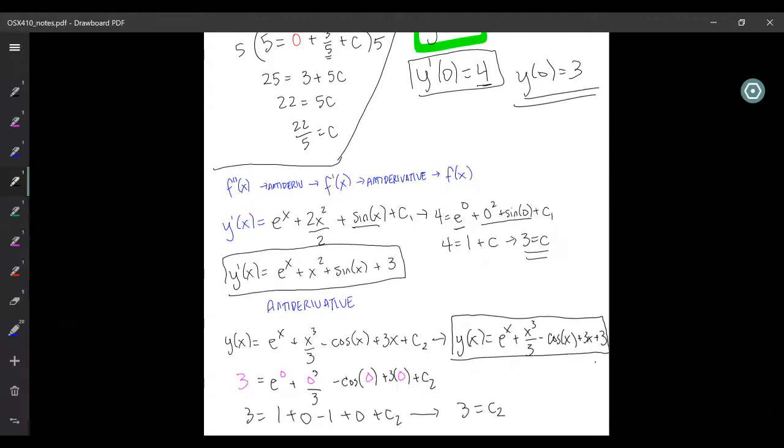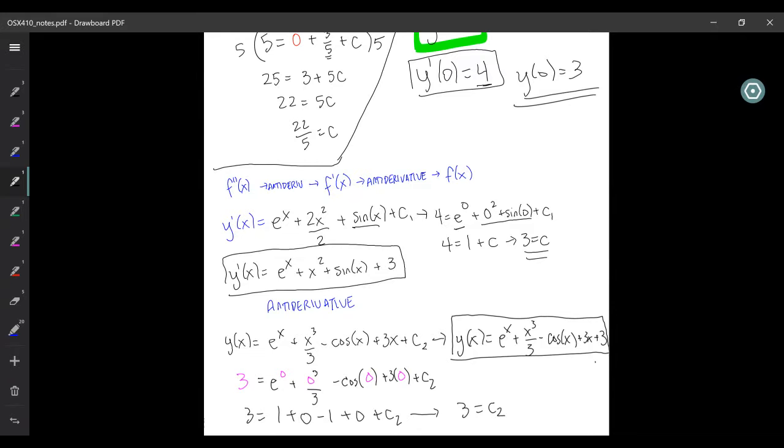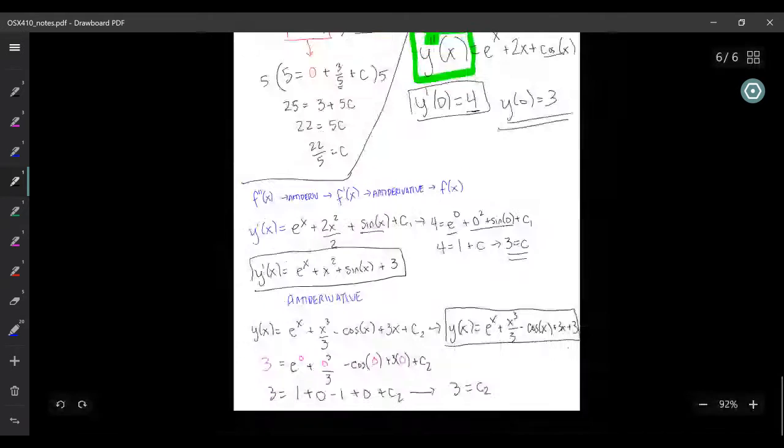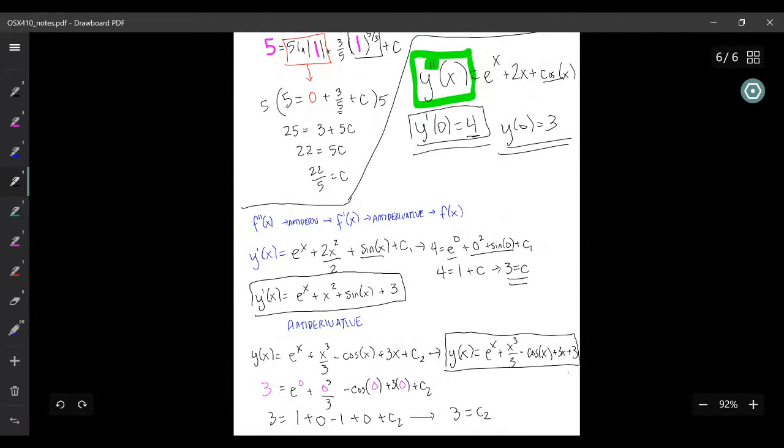So we were given the second derivative, we had to take the antiderivative twice, and then we were given two pieces of information about the function and its first derivative, which allowed me to compute the constants that I get when I take the antiderivative.